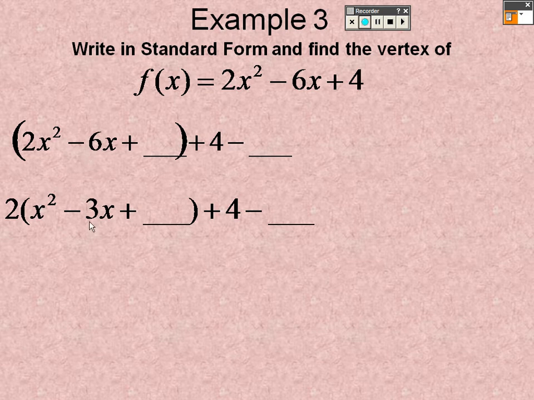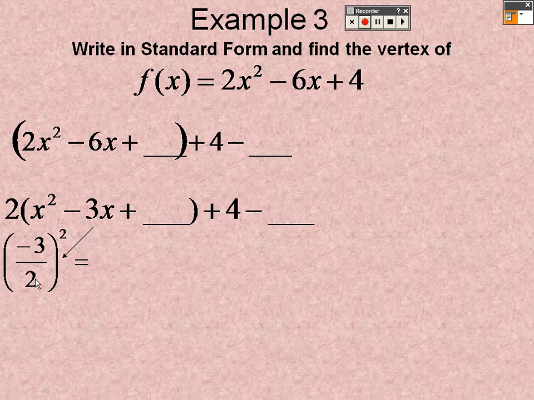Okay. So now, according to completing the square, it's b over 2 squared. Well, b in this problem happens to be negative 3. So it's negative 3 over 2 squared. Negative 3 squared is 9. 2 squared is 4. So it's 9/4.